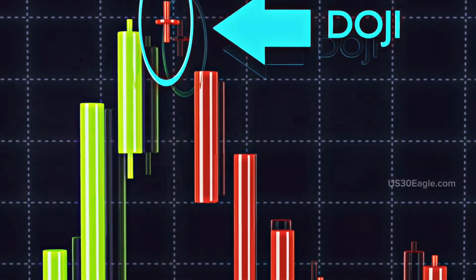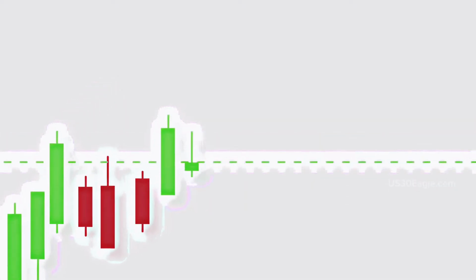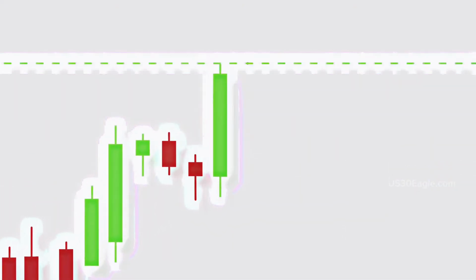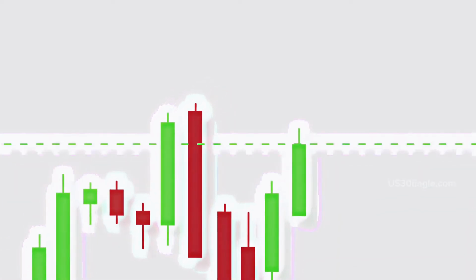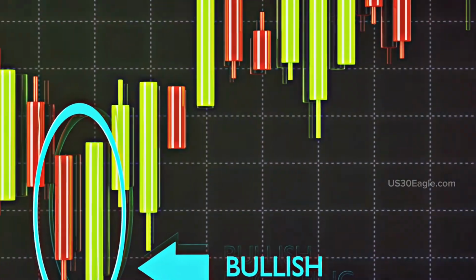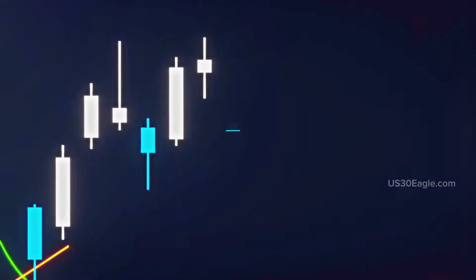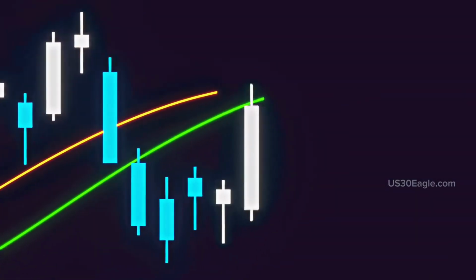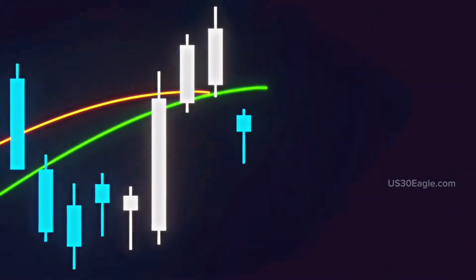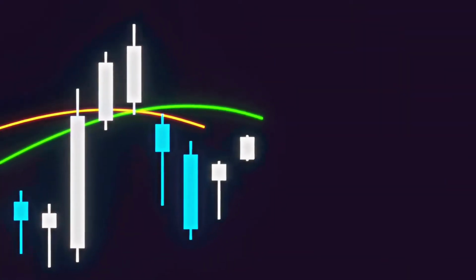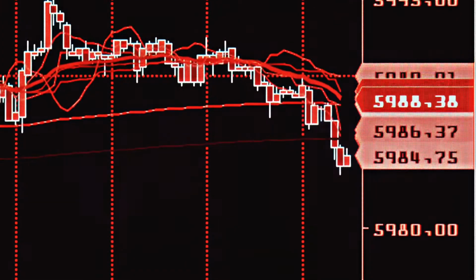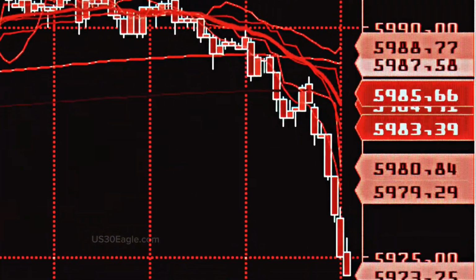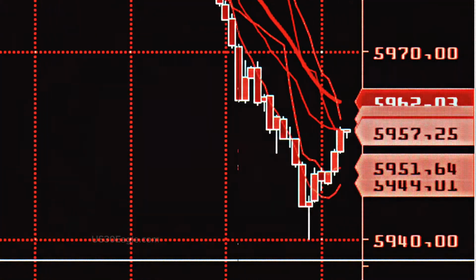The doji pattern, for instance, shows indecision in the market as the opening and closing prices are virtually the same. When this appears at the end of a downtrend, it could signal a possible reversal. Then we have the bullish engulfing pattern, which occurs when a small red candle is followed by a large green one, engulfing it. This indicates that the bulls have taken control, and a potential uptrend may be on the horizon. See, the fascinating thing about candlestick patterns is how they tell a story. Recognizing candlestick patterns can give you valuable insights into market psychology.